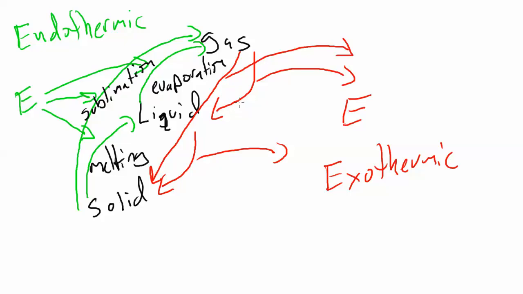A gas to a liquid is condensation. A liquid to a solid is freezing. And a gas straight to a solid, that's that weird one, that's deposition. So sublimation, evaporation, melting, those are all endothermic. Deposition, condensation, freezing, they're all exothermic.